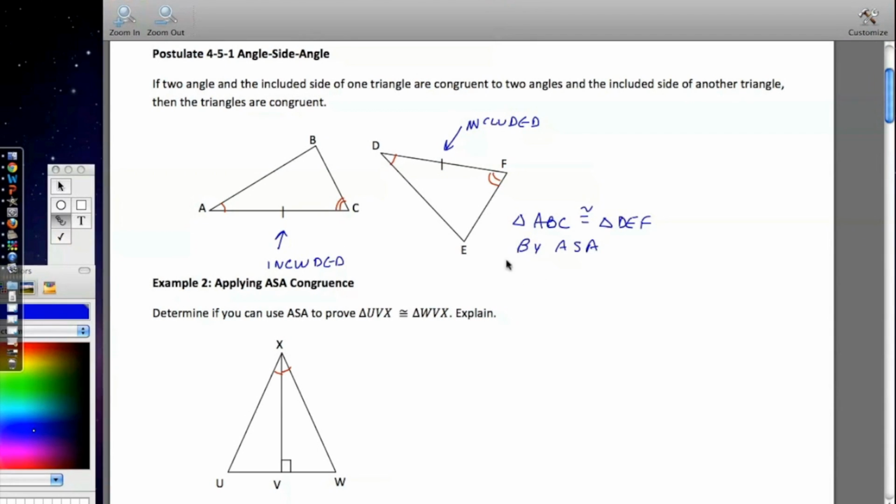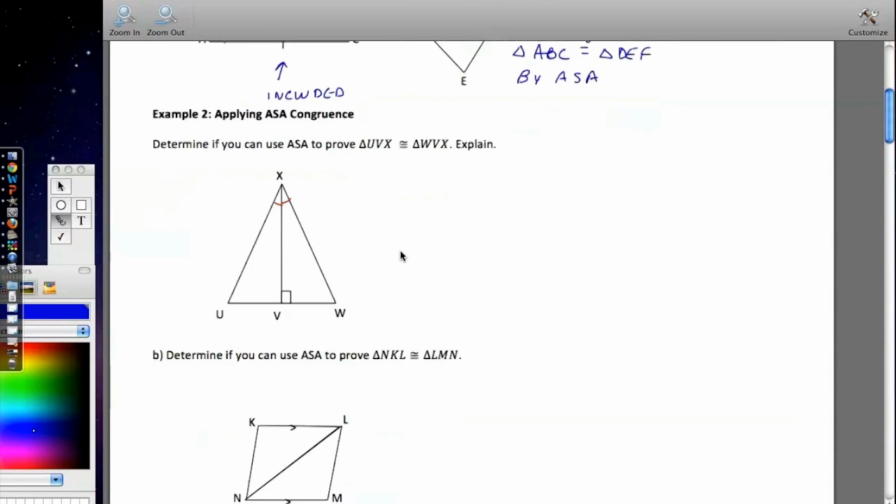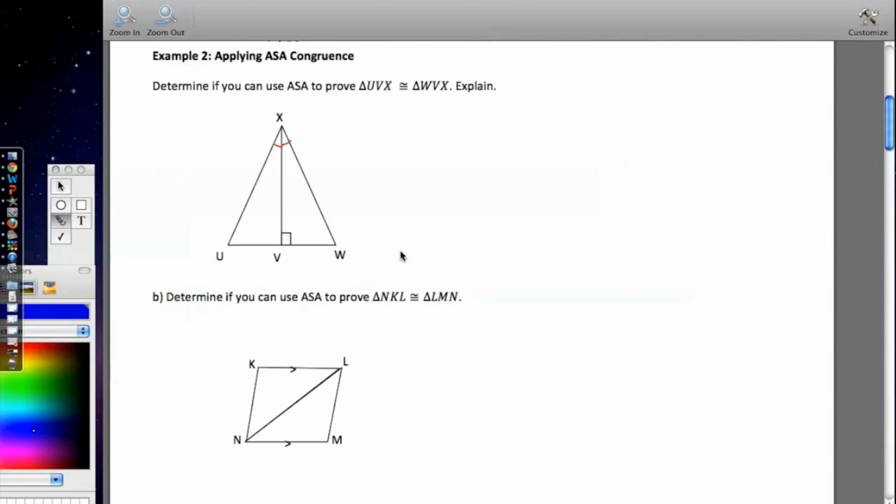by angle side angle. When I go down to example 2 here, notice I've skipped example 1 because it's in your book. It was a little confusing, so we might go through that one in class. But for example 2, we're going to determine if we can use angle side angle to prove that these two triangles are congruent. We're going to explain our answer. So let's write out what we know. We know that angle VXU is congruent to angle VXW.